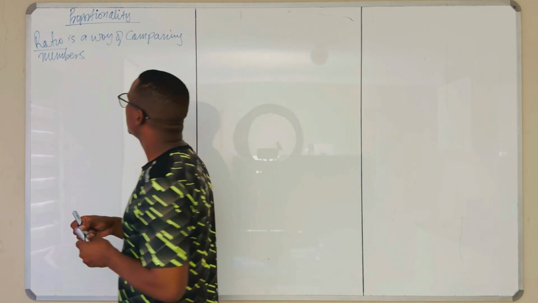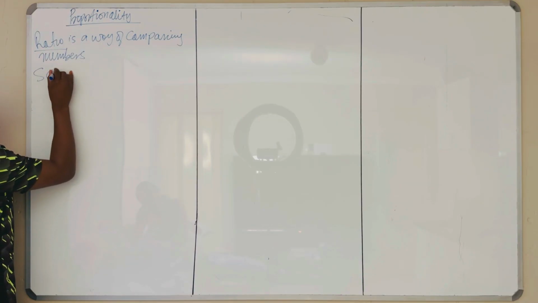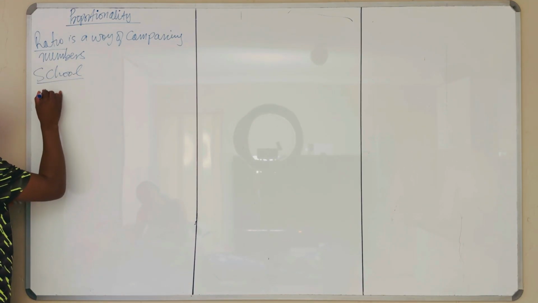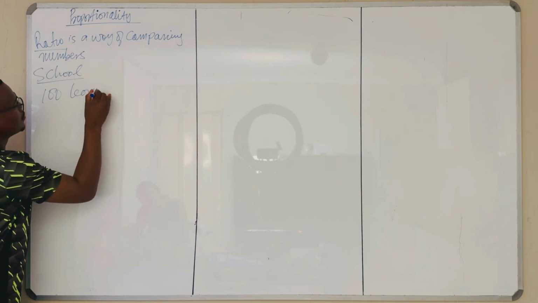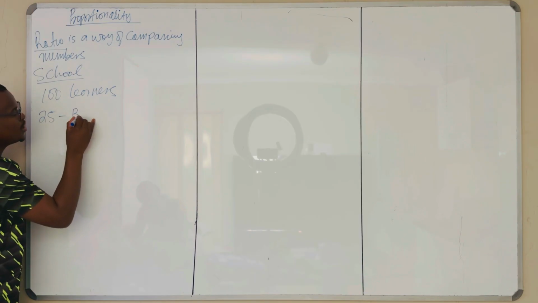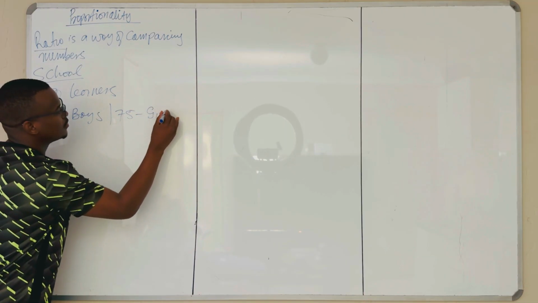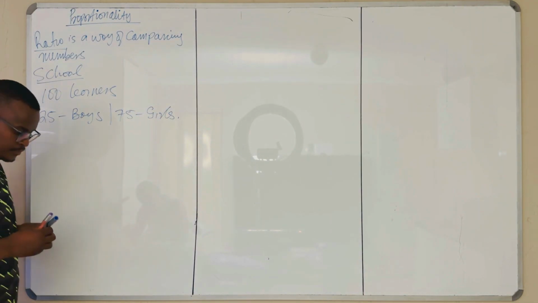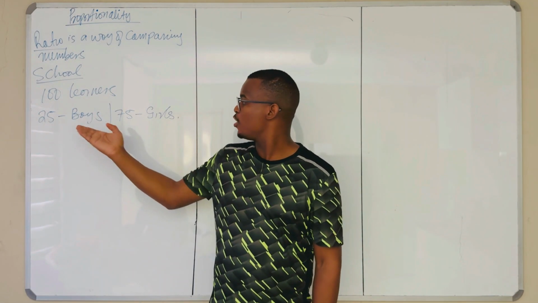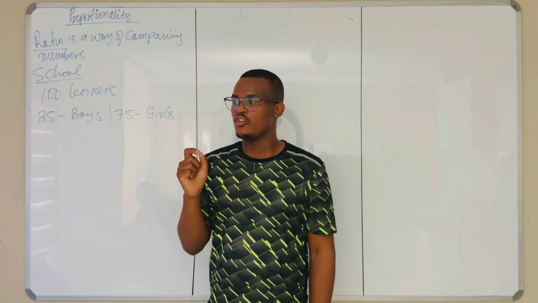So the first one, let's say we have a school, right? We have a school here. So on this school, we have 100 learners, right? And out of these 100 learners, 25 are boys, and the remaining 75 are girls. So now let's suppose that I'm asking you, what is the ratio of boys to girls? I'm not sure if you get that. I'm asking you, what is the ratio of boys to girls?